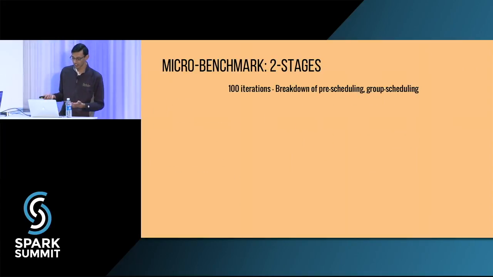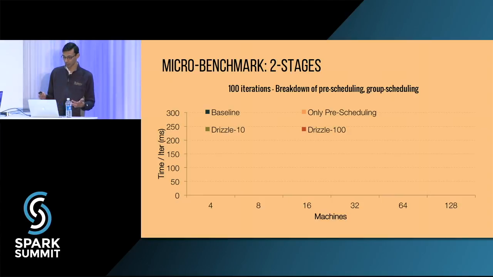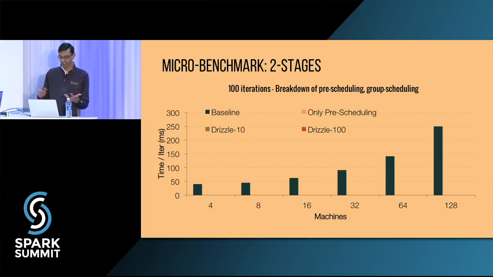So how much does this help? This is similarly a micro benchmark as I was running before, except we are also doing a shuffle in this micro benchmark now. And the baseline here is Apache Spark. And again, this takes around 250 milliseconds or so when run up to 128 machines.